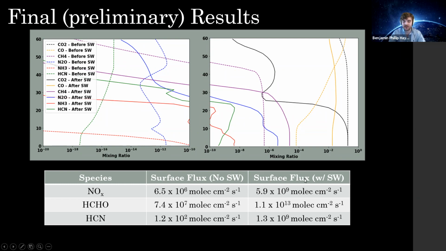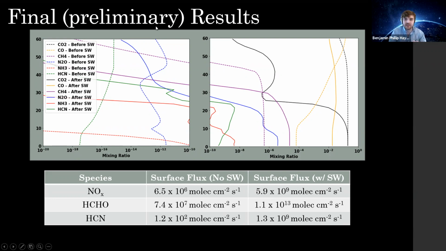But what's really important down here are these fluxes. So you'll see NOx species, we're up 3 orders of magnitude. Formaldehyde, we're up between 4 to 5 orders of magnitude. And HCN, we're up quite a bit. The reason we have so much formaldehyde raining out again is because we are right at that CO runaway threshold. And CO, when it's removed from the atmosphere with OH radicals, it goes to formaldehyde. Eventually it goes to HCO, and HCO goes to formaldehyde, and then it rains out because the formaldehyde's very, very soluble.